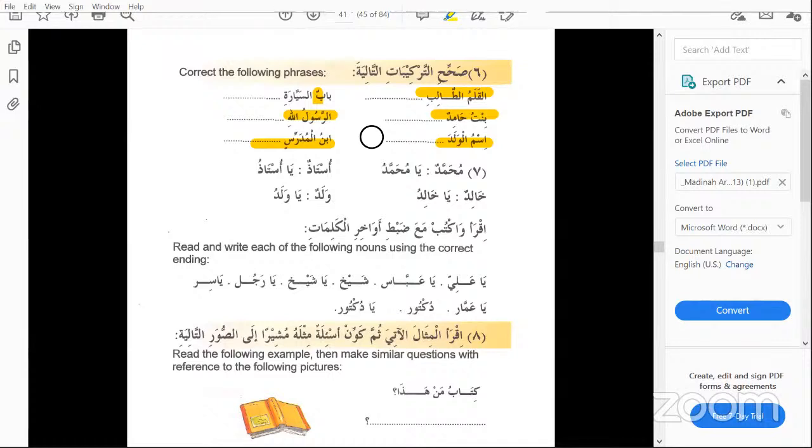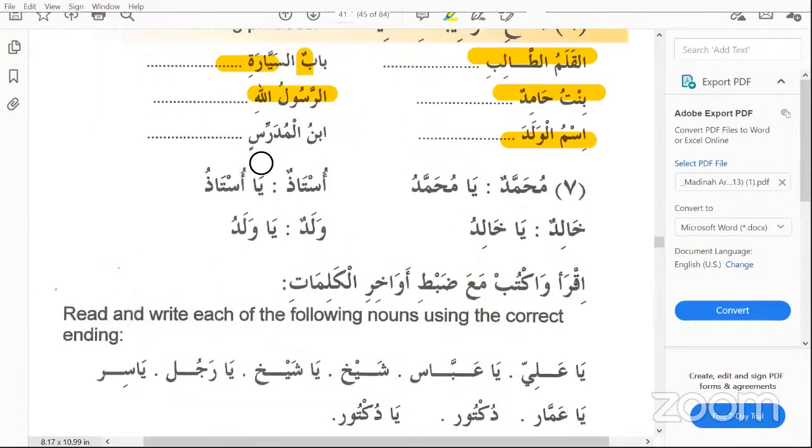Ismul waladu. What do you read over here? The alif lam. Ismul waladi. Excellent. What is it? It is the kasra. Read it again. Ismul waladi. Correct. And the next one? Ibnul mudarrisi. And what is the mistake there? It is the two, that was one kasra. Excellent. MashaAllah.